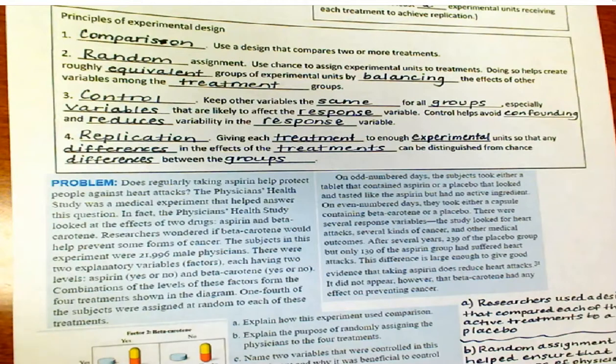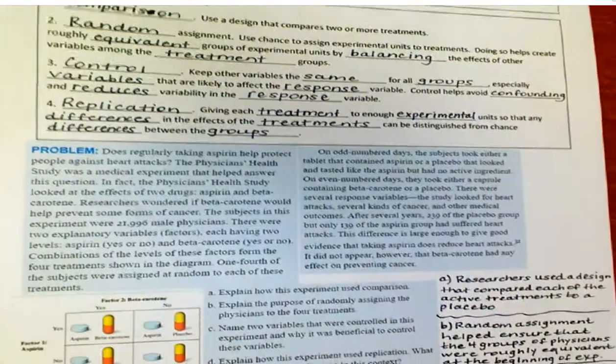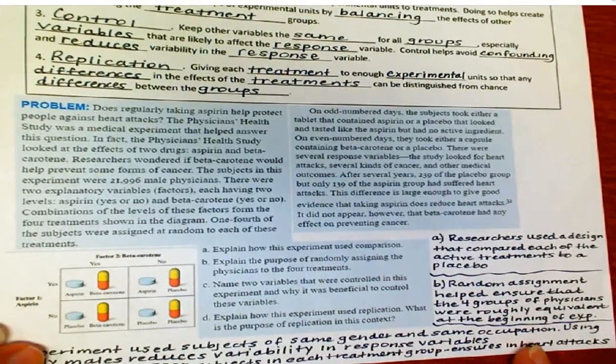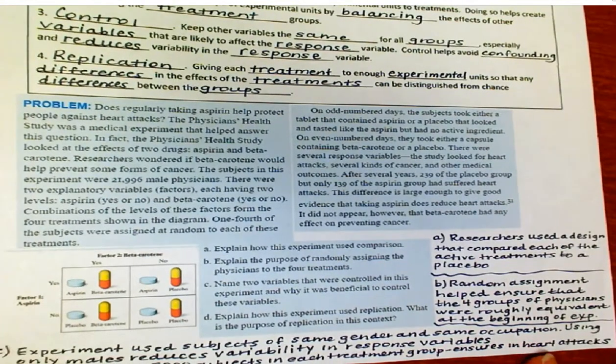Explain how this experiment used comparison. Okay, well, researchers used a design that compared each of the active treatments to a placebo. So that's how comparison was used in this experiment. Researchers used a design that compared each of the active treatments to a placebo. Okay.